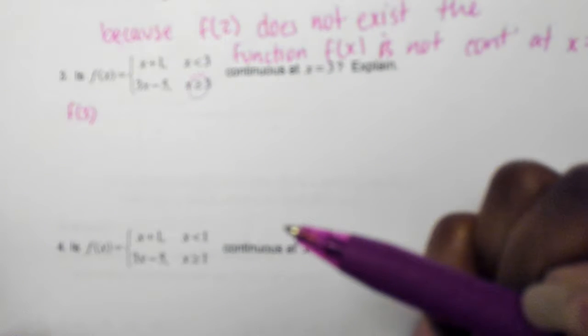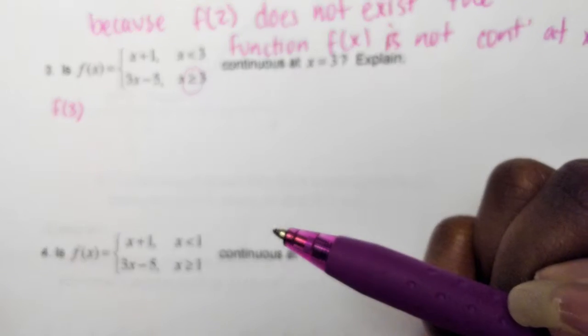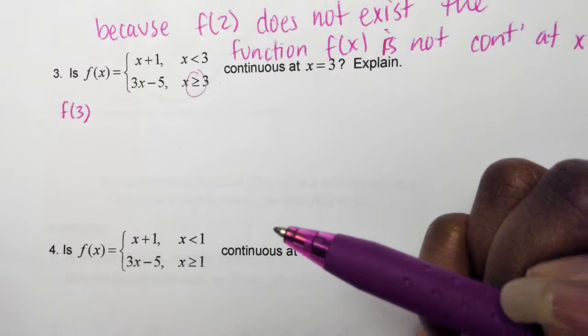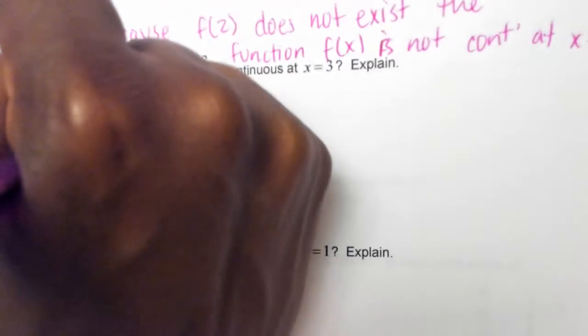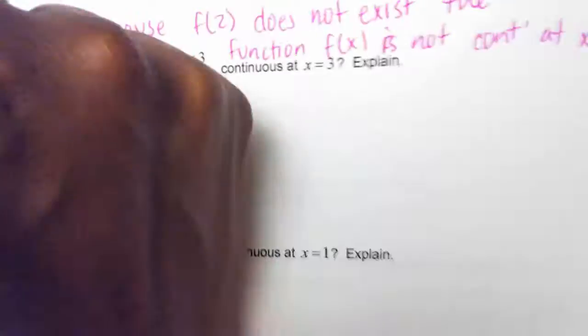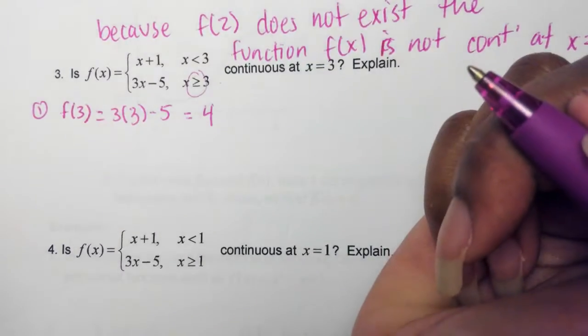Using our piecewise function, we know that the bottom function is the one that we use when x is equal to 3. Therefore, to find f of 3, we will substitute 3 into our bottom function, and we get 3 times 3 minus 5, which is equal to 9 minus 5, which is 4.